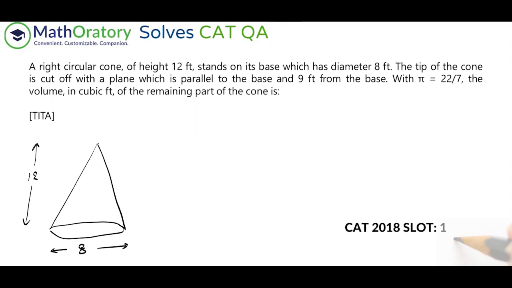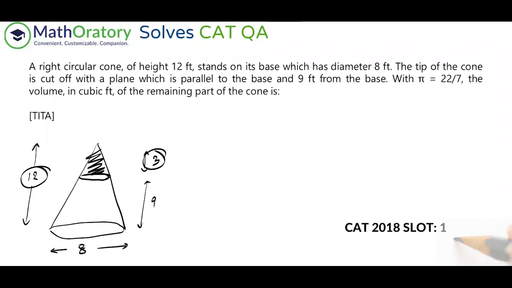The tip of the cone is cut off with a plane which is parallel to the base and 9 feet from the base. So from the base 9 feet, you cut off parallel to the base, so that the cutoff part will be another cone, right? And just use similarity here. If this is 9, this is 3, right? So the original cone and this cone have their heights in the ratio 1:4, isn't it? So this is 3 and this is 12. So the heights are in the ratio 1:4.